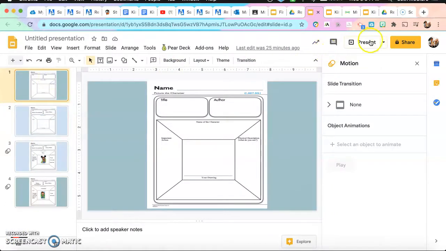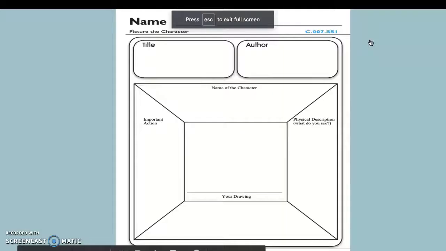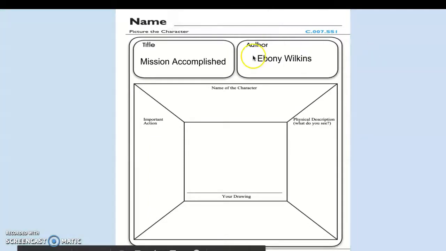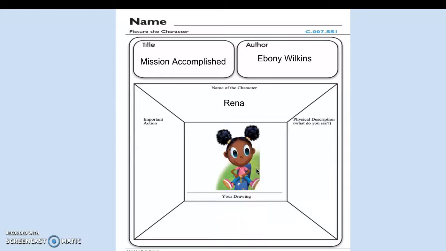All right, we're going to start with our graphic organizer. Our title of our story is Mission Accomplished. Author is Ebony Wilkins. And our first character is Raina. Now right here in this box, this is where we will put what our character looks like. In our case, we're going to upload a picture. And here is Raina. So now we have her name. We have a picture of what she looks like.